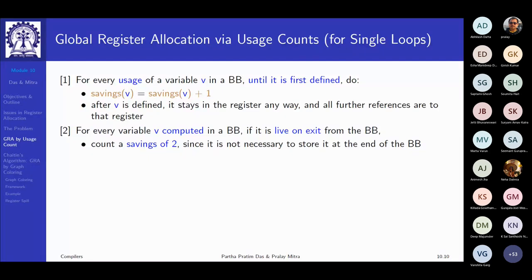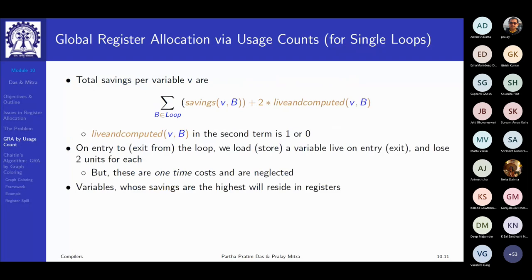One is how much you save by not having to load it at the very beginning before its definition, and one is how much you save by computing it and being live on exit. So the total savings for a variable v over the loop: the loop has multiple basic blocks. So for every basic block, you compute the savings for v, and for every basic block, you compute this predicate.